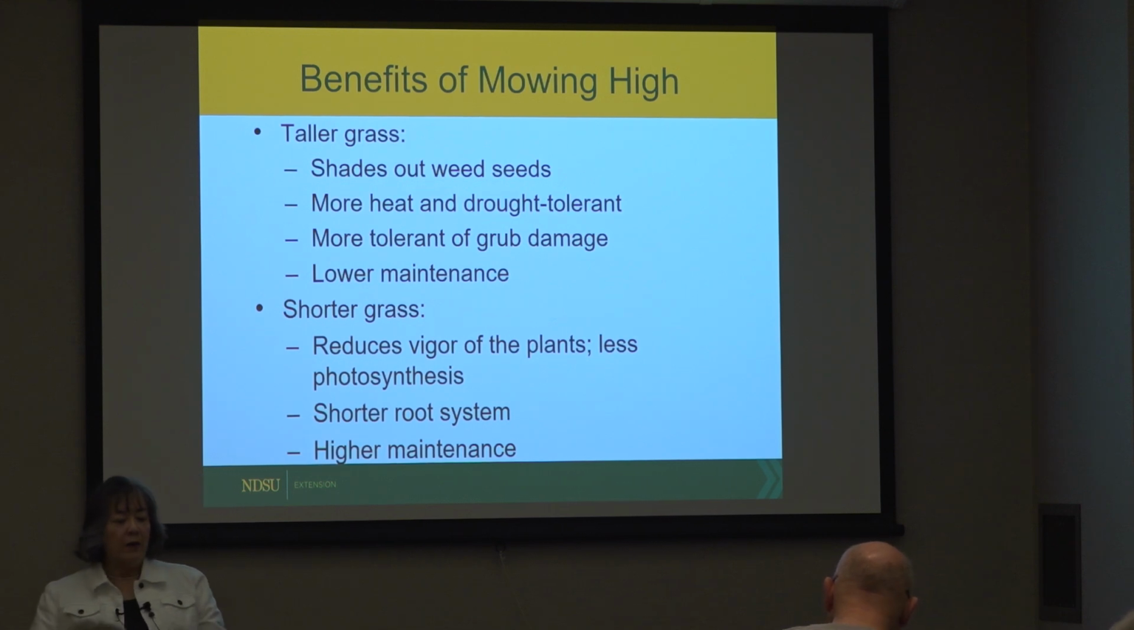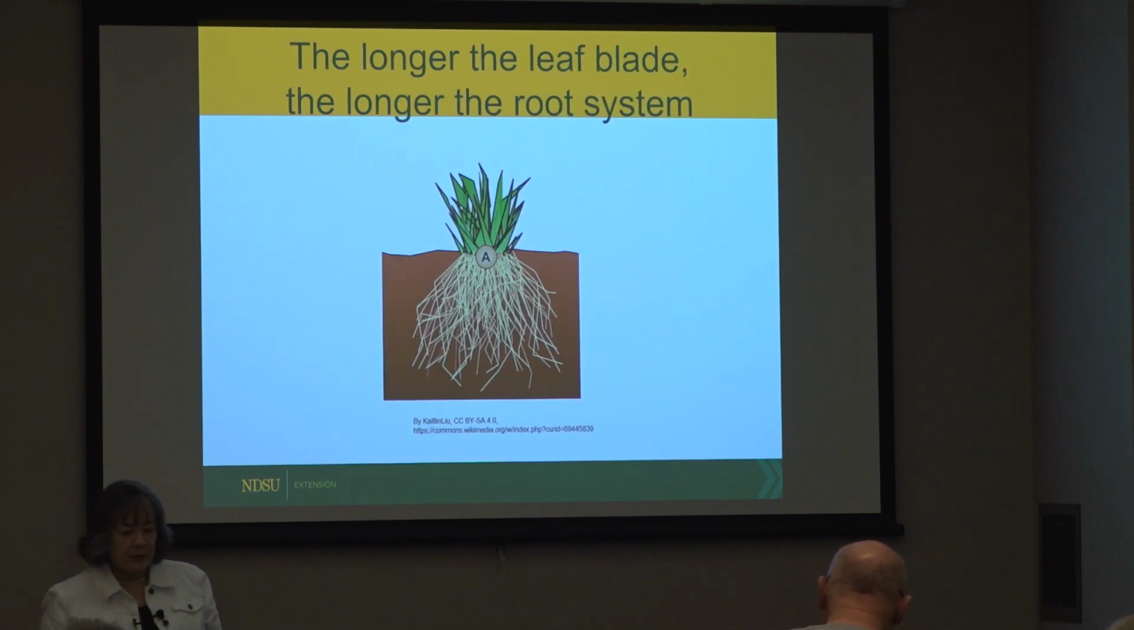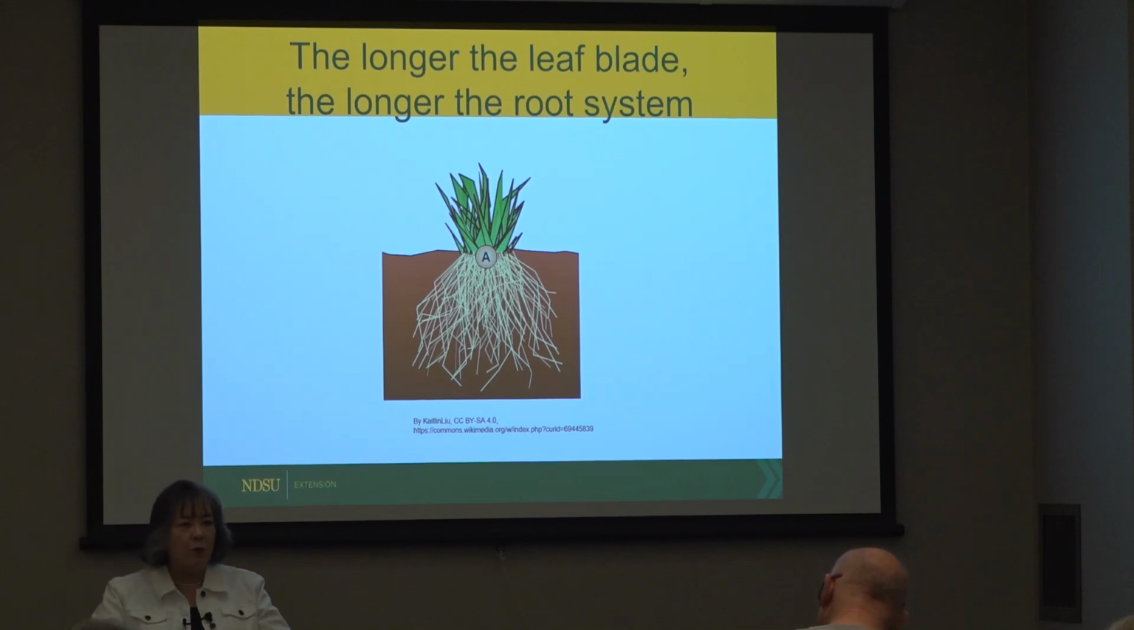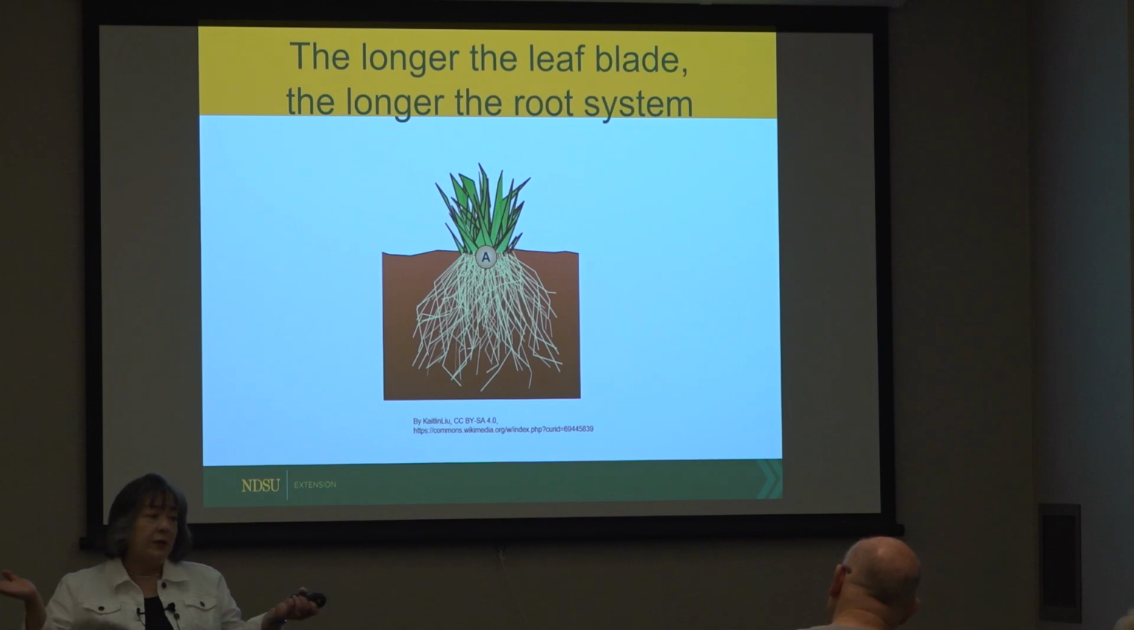Conversely, if we're growing our lawns shorter and mowing shorter, that reduces the vigor of the individual grass plants. There's just less leaf material, it's less able to conduct photosynthesis. You're going to have a shorter root system, and it's overall going to be higher maintenance. So if nothing else, remember this: the longer the leaf blade, the deeper the root system. And that's really good to know, particularly if we're in a drought. We want to have a robust, deep root system that can mine the soil for water. So this is very important to keep in mind, particularly if we enter into a drought.